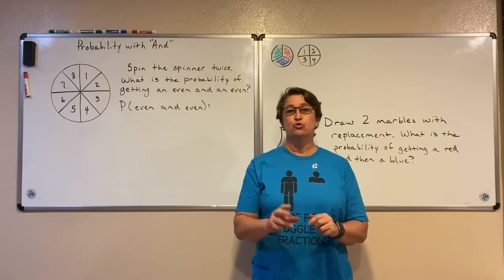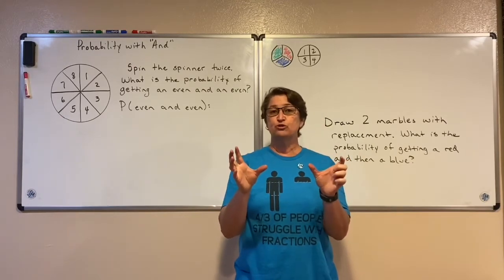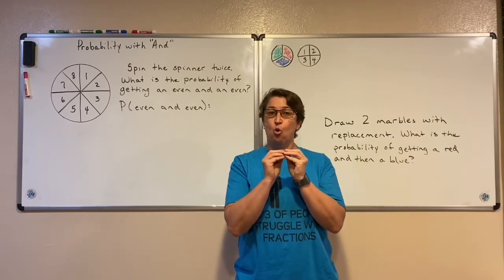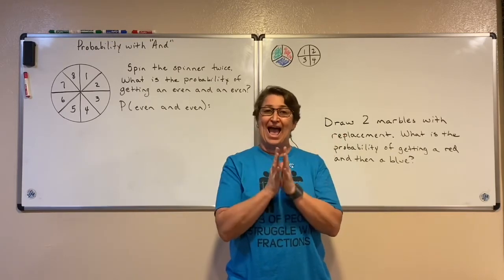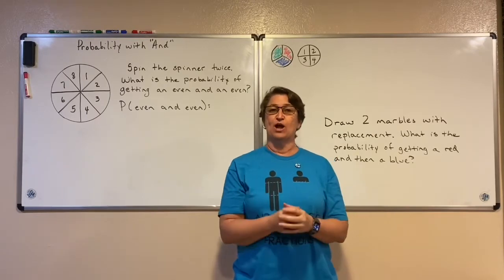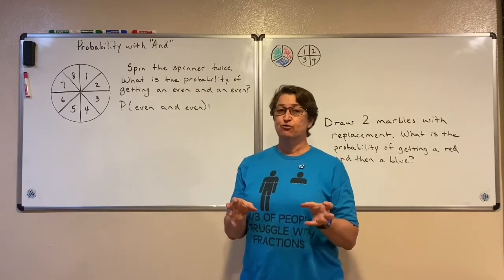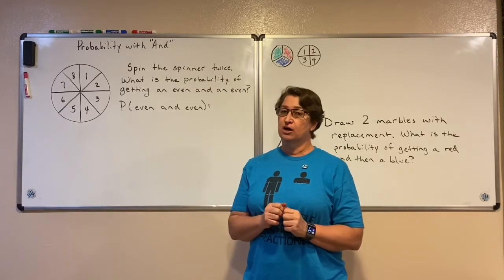When we're doing one stage of an experiment and we're looking for 2 different things with an "or" in between them, we add those probabilities. And if there's an overlap, we subtract the overlap. But what about if we're doing 2 different stages of an experiment?